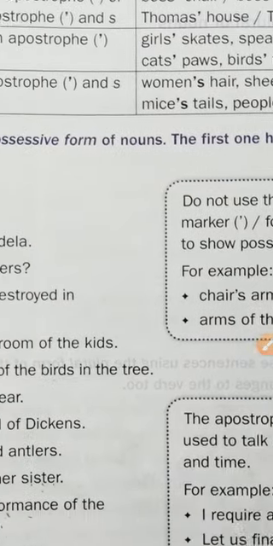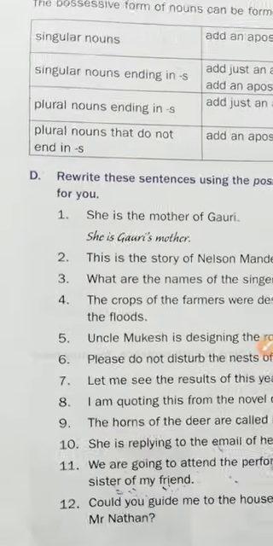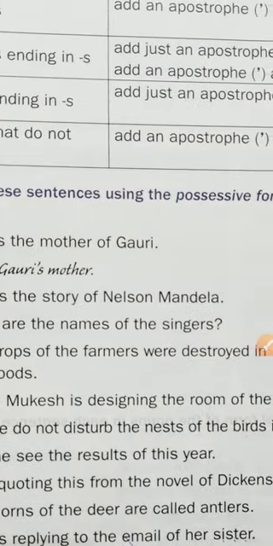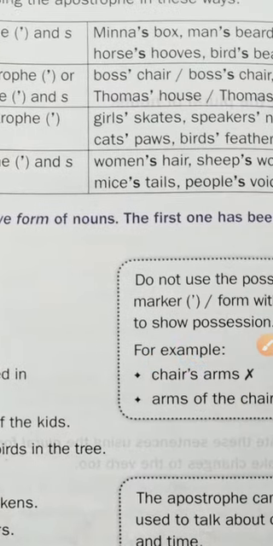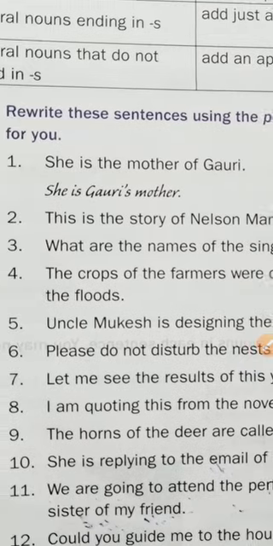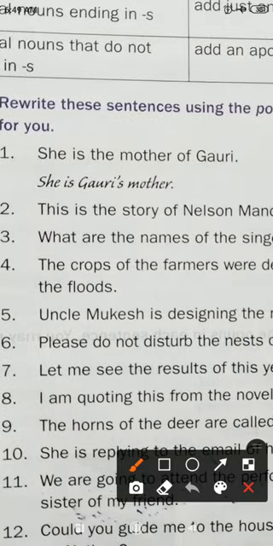Okay, now we will solve the exercise. So pay attention. Rewrite the sentences using the possessive forms of nouns. The first has been done for you. She is the mother of Gauri. Students, in this sentence, it means we can write it in the possessive form of nouns: she is Gauri's mother.